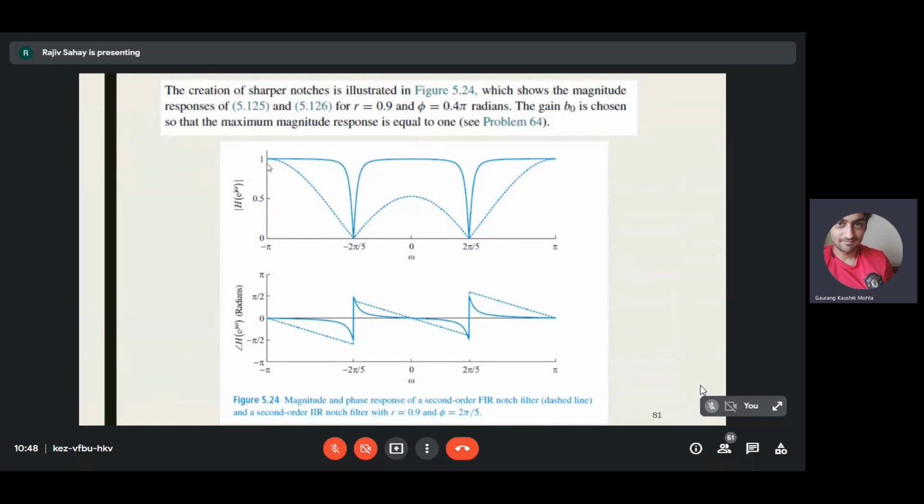So the first plot gives you the magnitude response. In the second plot, you can see the phase response. The dash plot corresponds to an FIR notch filter, and the solid plot refers to this particular filter with poles and zeros.